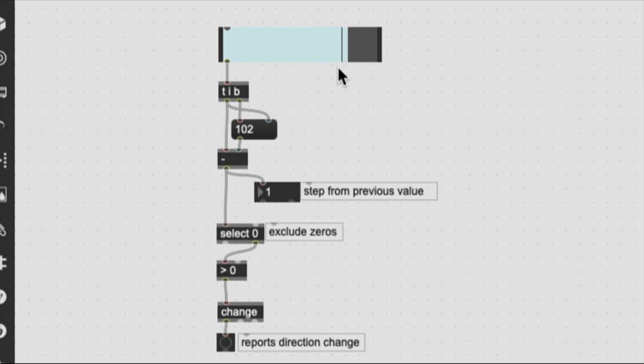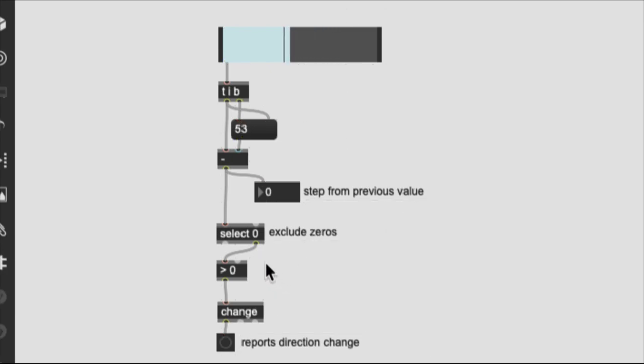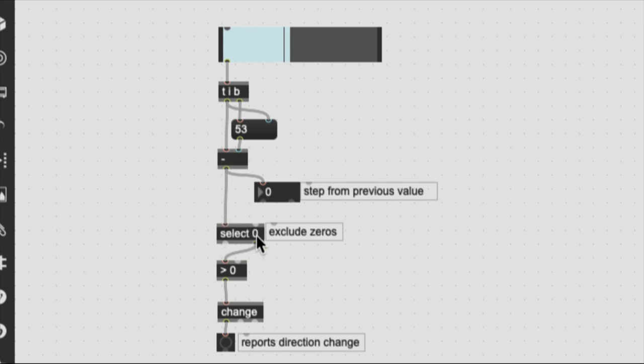It really depends. So you see it's strictly positive as I move to the right, and then it becomes either a negative value or a 0 if I move backwards. Okay, so that's my first step in determining the direction of movement. Then I use the select 0. So if you remember, select will send a bang if the input matches the specified value.